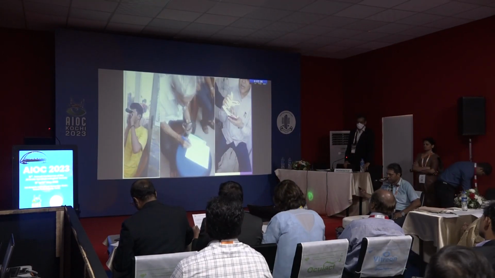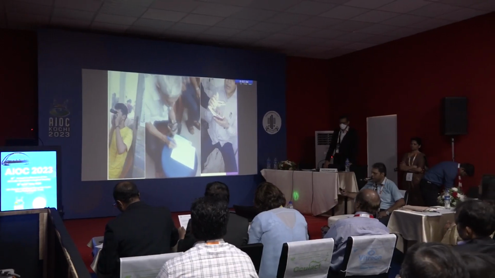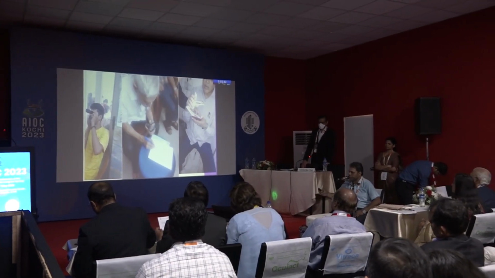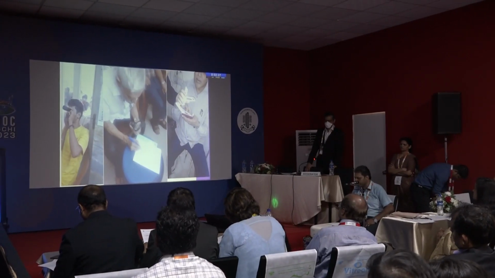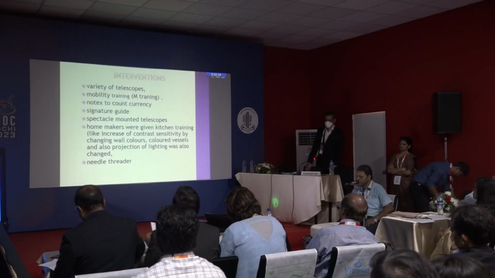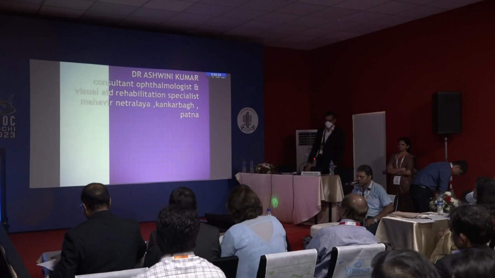So this you can see, this is the signature guide. He almost left his job because he couldn't see the checks of the card. So I made him see again, and this person is seeing through the telescope. So that's it.